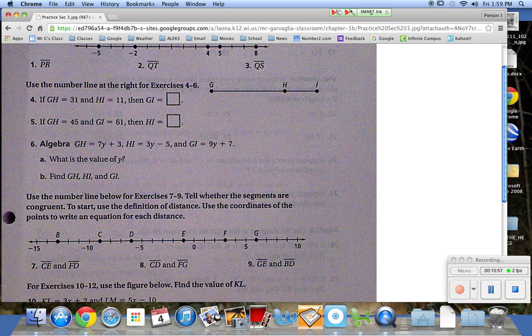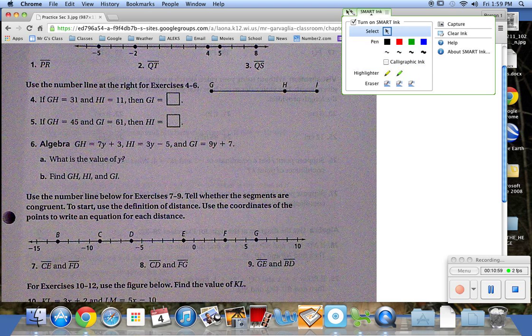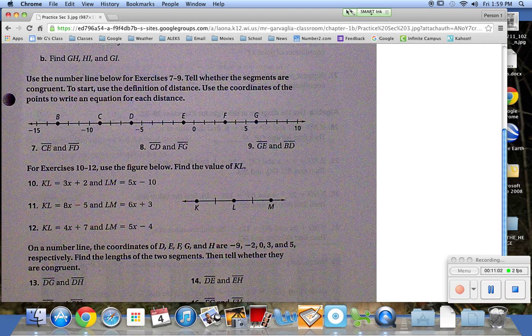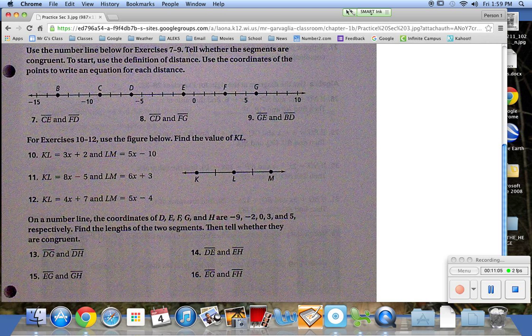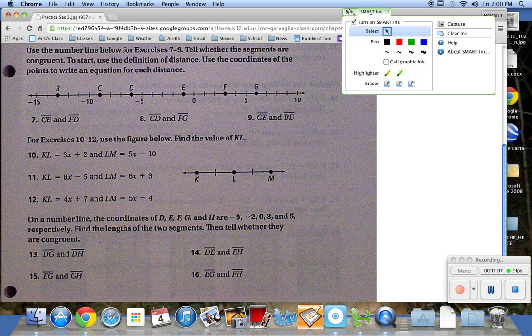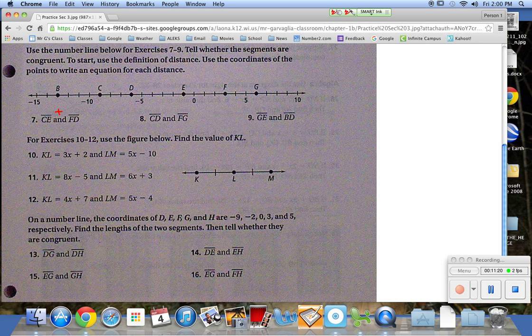Let's clear that out. All right. This one here. If I say CE and FD, in other words, the length of CE and the length of FD, what am I doing? I'm adding them together. So what's my length of CE plus FD? Get out a piece of paper, work on it. Do 7 and do 8. Get out a piece of paper and do 7 and 8.